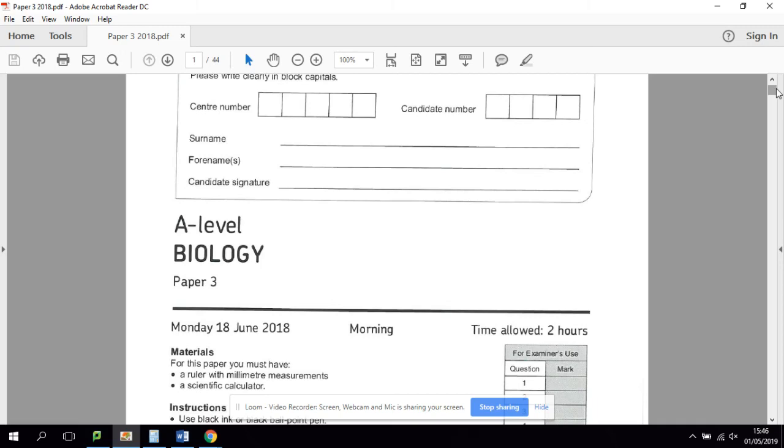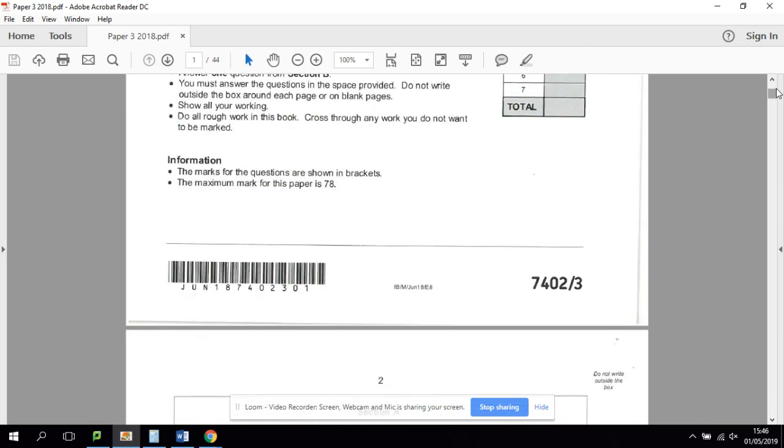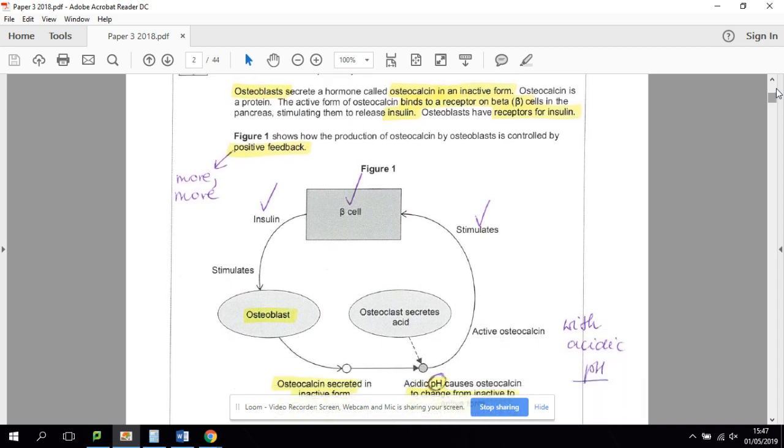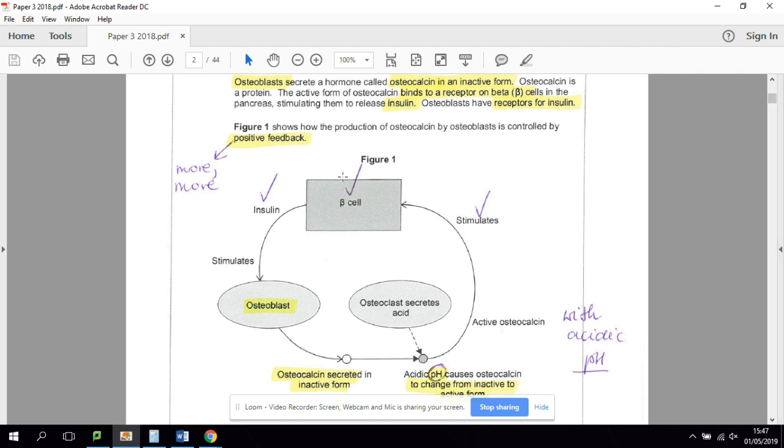A-Level Biology 2018. So, starting with question 1, we've got broken bones are repaired by cells called osteoclasts and osteoblasts. And we've got information here about the cells that is followed up by figure 1. So we've got the information that those cells secrete a hormone called osteocalcin, and it's in the inactive form. Okay, so where can we see this exactly on the diagram? We started from here. They secrete the hormone which is in the inactive form.